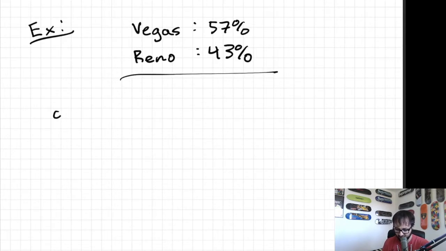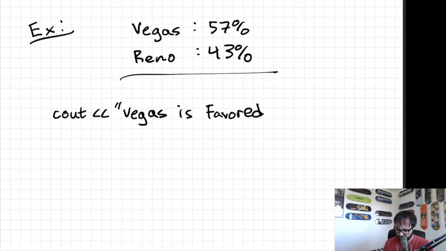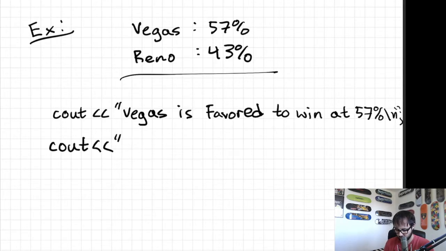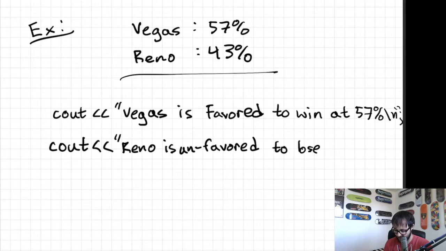So you could very simply just say cout Vegas is favored to win at 57%. Reno is unfavored to lose at 43%.